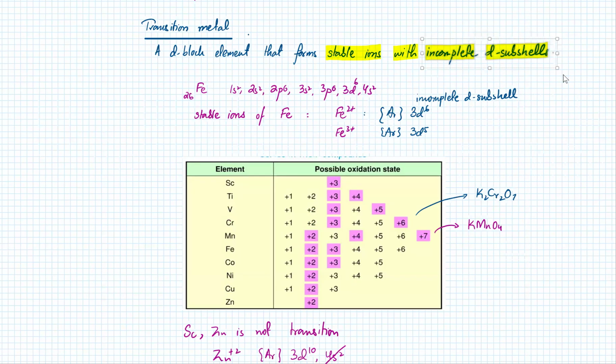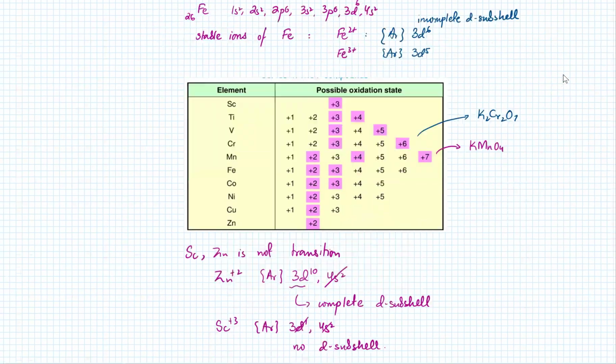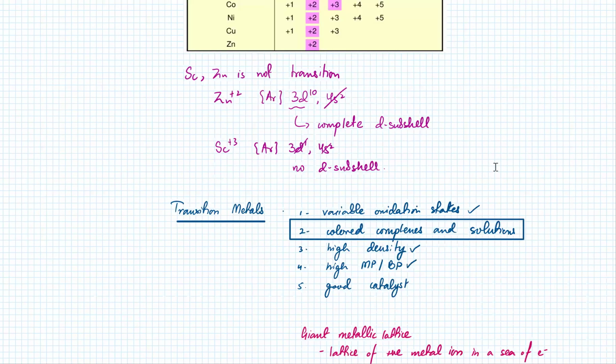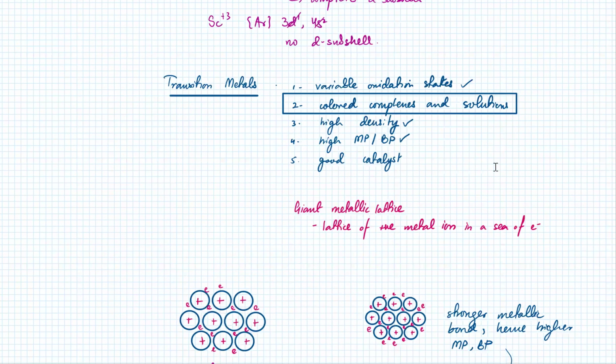If they don't have an incomplete d subshell when they form an ion, then that's not a transition metal. This is very important because that's the reason why they are colored. So if they don't have a d subshell, or if they have a completely full d subshell, then they're not going to be colored. And I'm going to explain the reason for that later on.